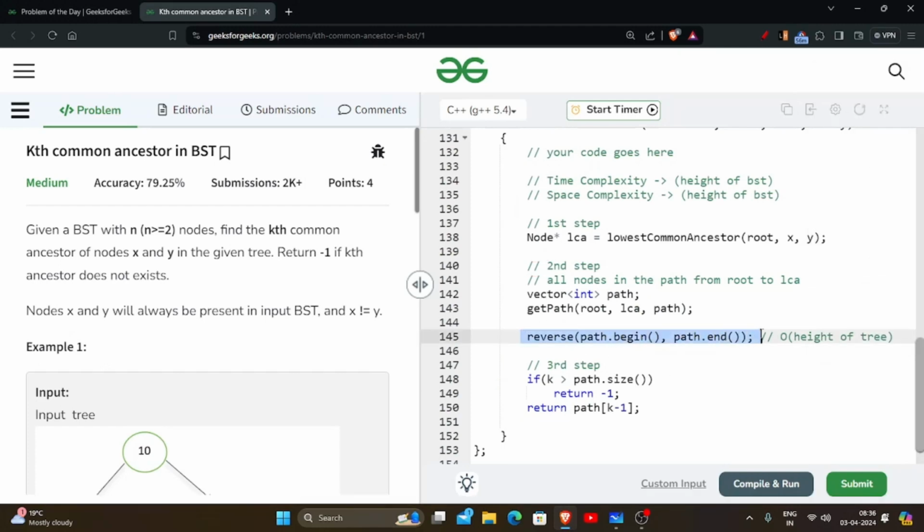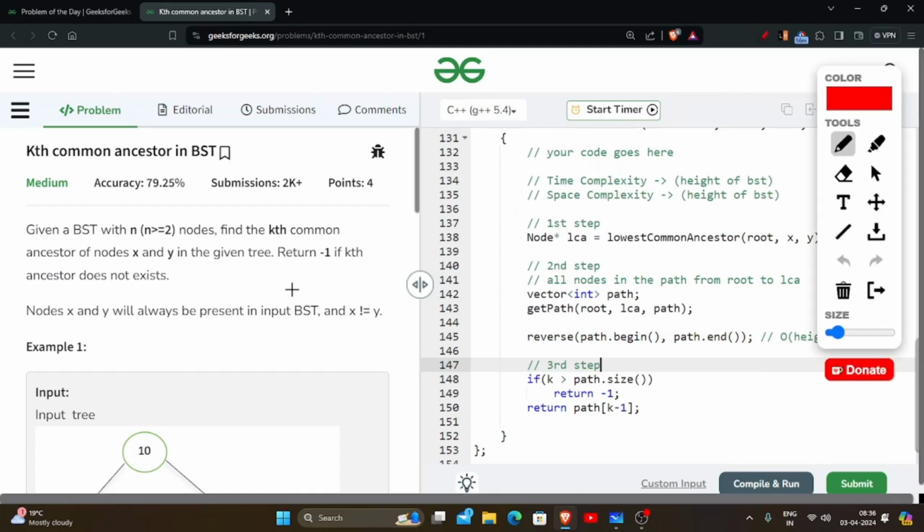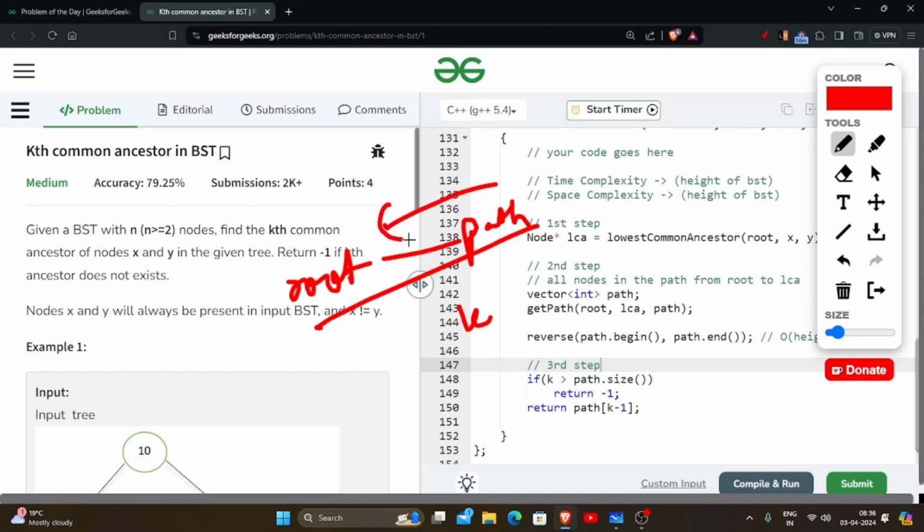Also, you can actually work on this without reversing, because you have the nodes from root to LCA, and you need to find the kth one. So you can iterate from behind, or find the index from behind and just return it. Then you don't need to reverse.